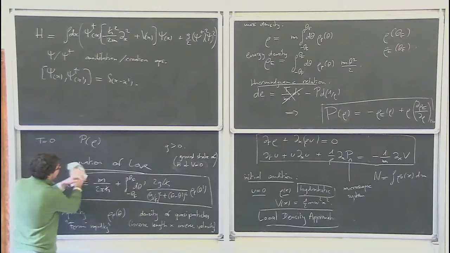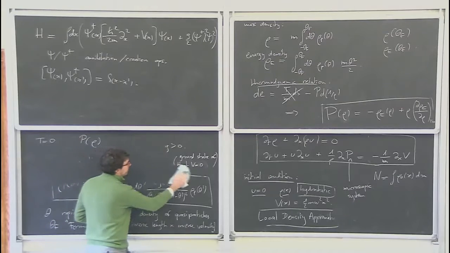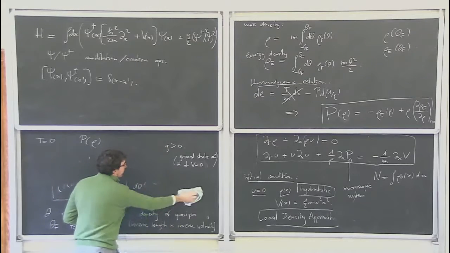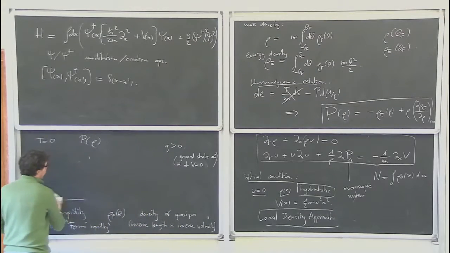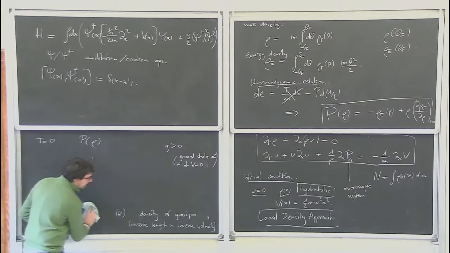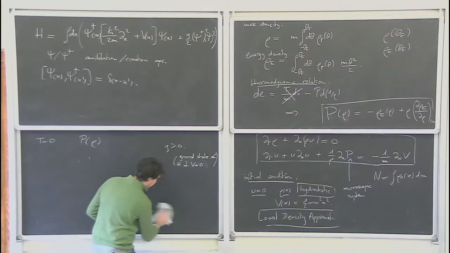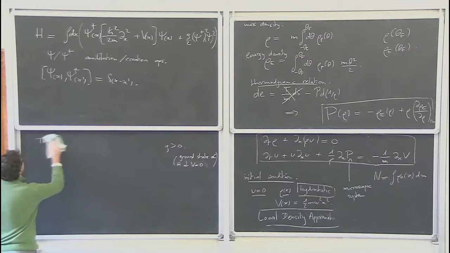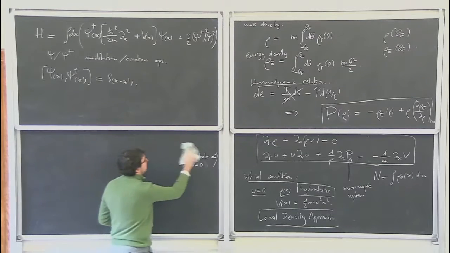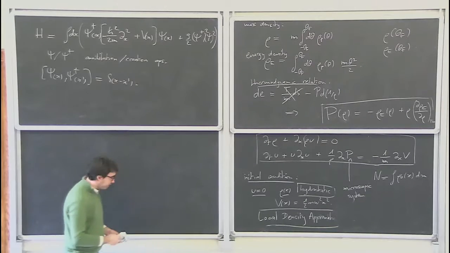By the way, the equation of love, I think in the Bethe ansatz literature, it's called the Lieb equation. Notice that if you speak German, then it's kind of consistent.